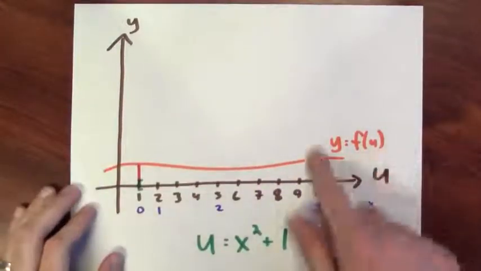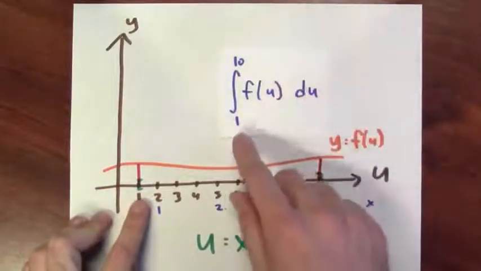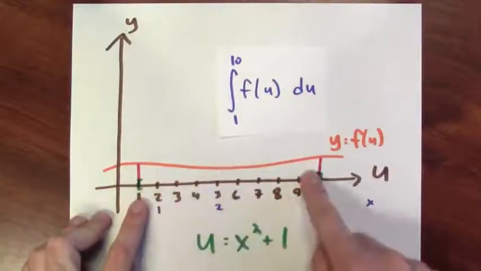Well, to gain some insight into this, here's a random graph that I made of some function that's nearly constant, but the function I'm calling f. And this area in here is the integral from 1 to 10 of f of u du. Right? That's this area in here.